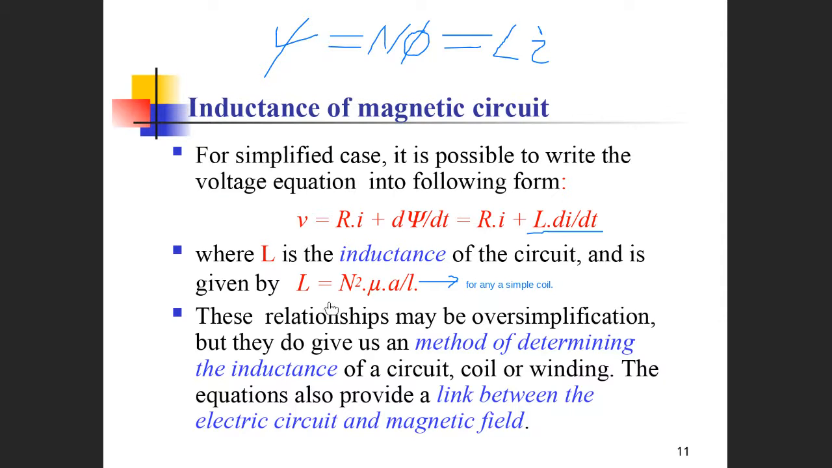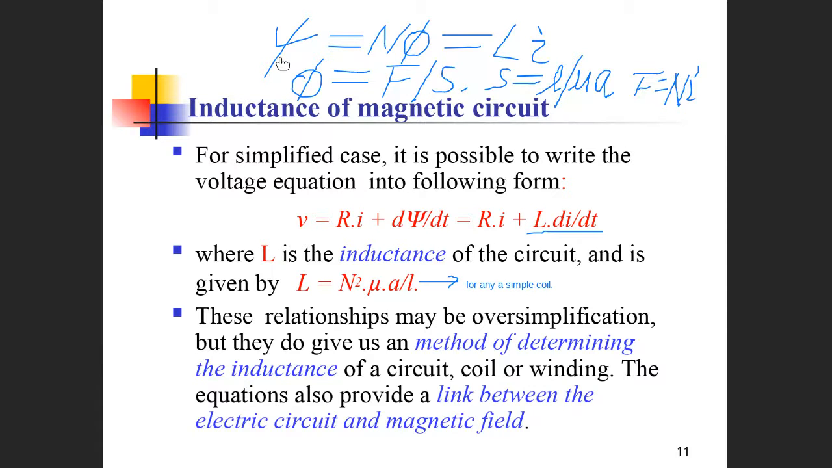Okay, so based on this definition of phi, and based on the flux linkage and inductance definitions, phi depends on the magnetomotive force over the reluctance, and the reluctance is related to the physical parameters of the coil, L, mu, and A, and the magnetomotive force is the number of turns N times the current I on it.